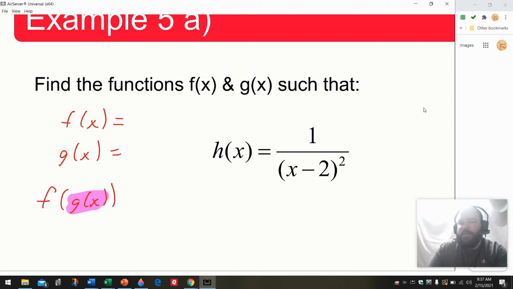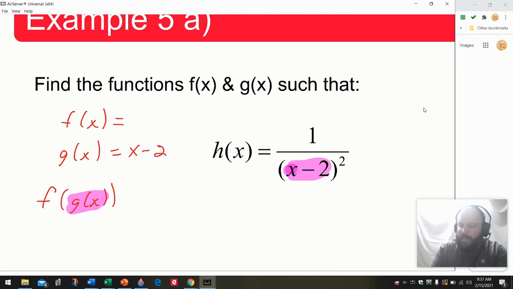Looking at our function h of x, we can see there is a set of parentheses, and it's always a safe bet, if you have a set of parentheses, to look on the inside of that. You can see we have this x minus 2. I'm going to leave that highlighted, same with over the g of x. That x minus 2 is actually going to be our inner function. That is going to be g of x, so this will be x minus 2.